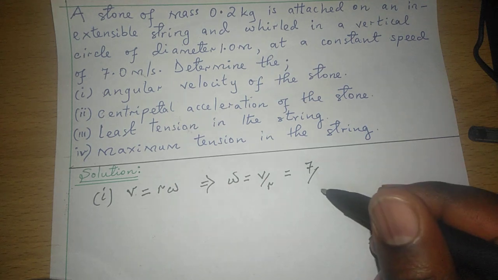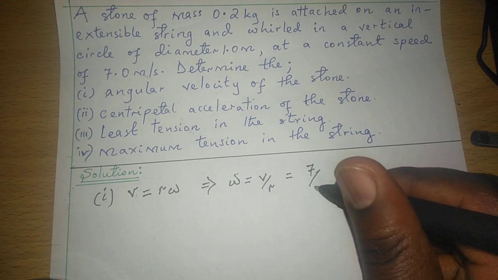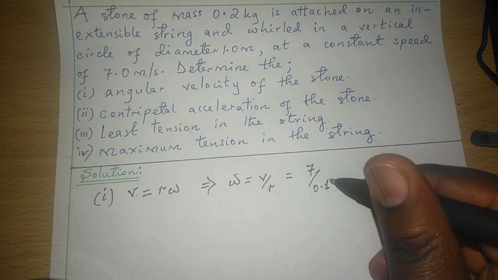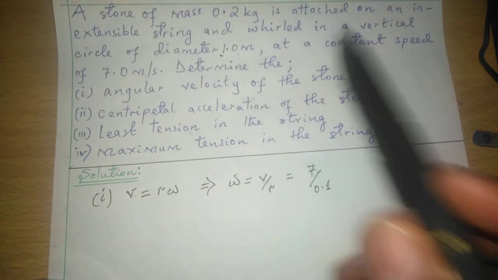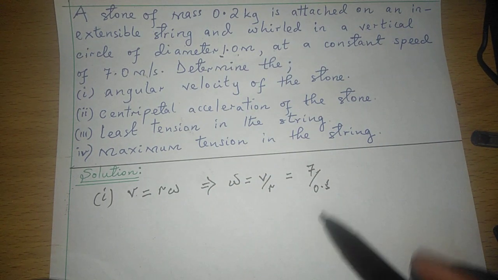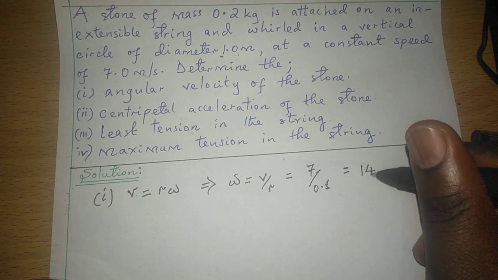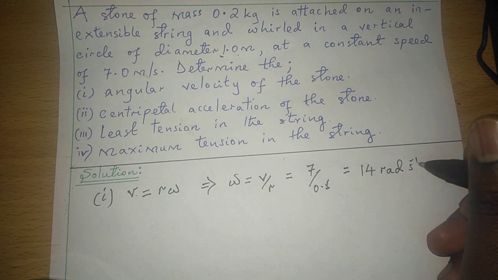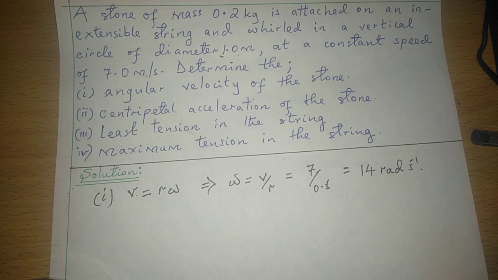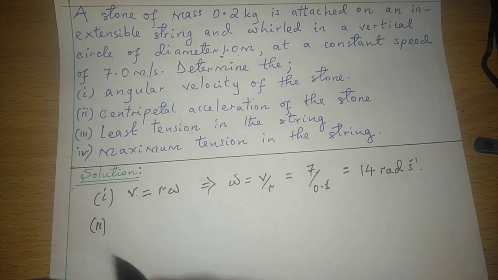So we divide with the radius. We are given the diameter for this circular path, therefore we should follow the radius, which will be 1 divided by 2, because the diameter is 1 meter. Then we divide it by 2 for us to get radius. Therefore this will give us 14 radians per second, because angular velocity is given in radians per second. So that is how part 1 is done.